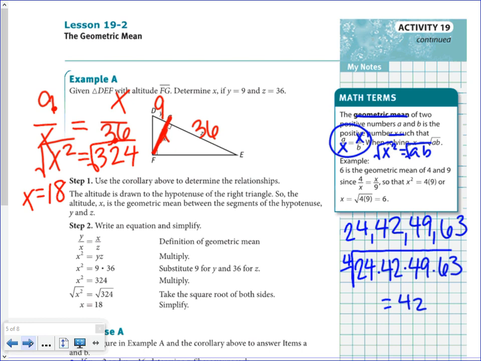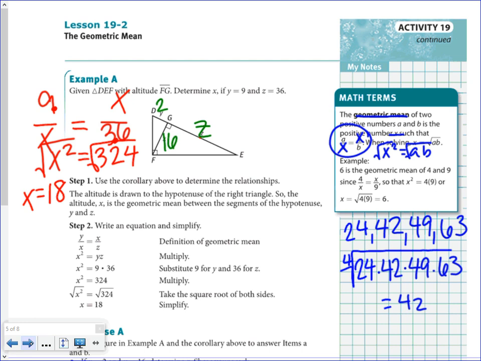Now, part A and B at the bottom of "Try These" wants you to use some different numbers. So we're still using the same figure, just different numbers. So this time it says y is 2 and x is 16. And we don't know z. We are looking for z.